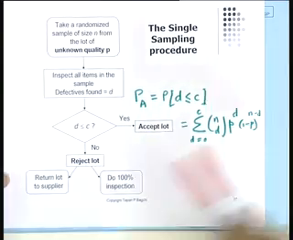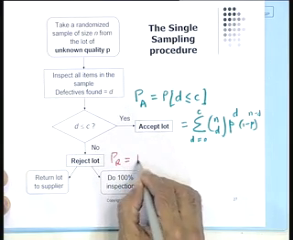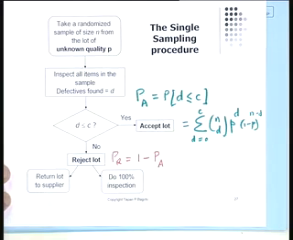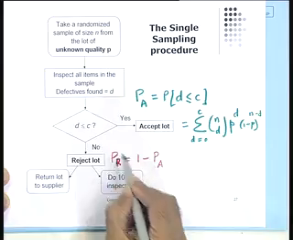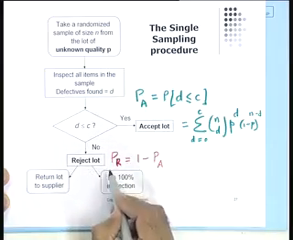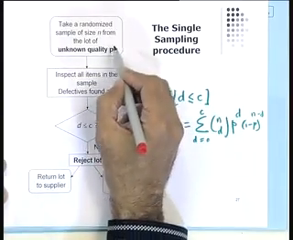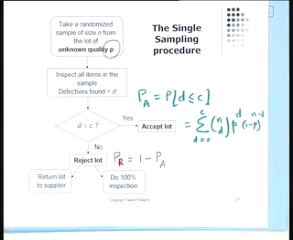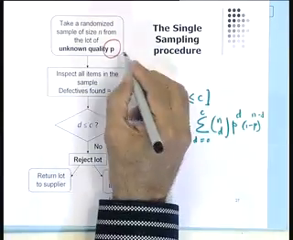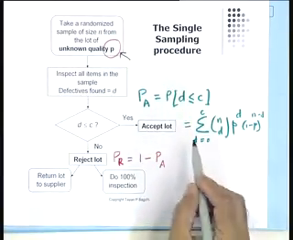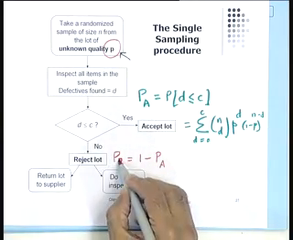What is the probability of rejection? The probability of rejection, PR, is going to be 1 minus PA. This is the probability of rejecting the lot. And in all of these things, we have assumed that the input quality is P. Given that input quality is P, this is the probability of accepting the lot, and this is the probability of rejecting the lot.